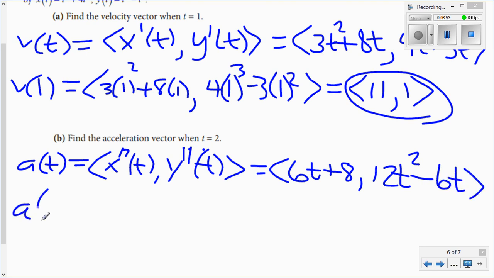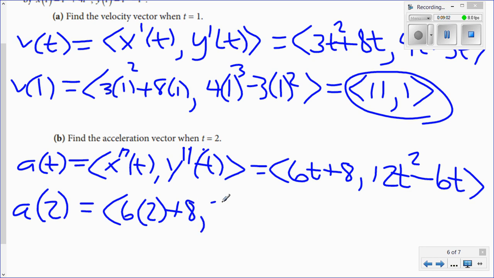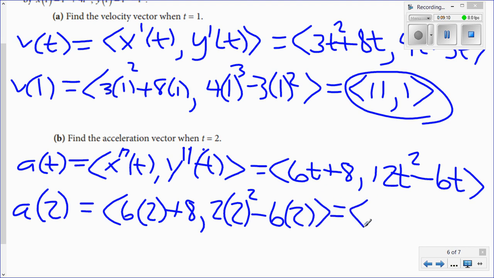All right, and then a of 2, now we're just going to plug in 2 to each component. So that'll end up giving us 6 times 2 is 12, plus 8 is 20, comma, and then 2 squared is 4 times 2 is 8. 8 minus 12 is -4.